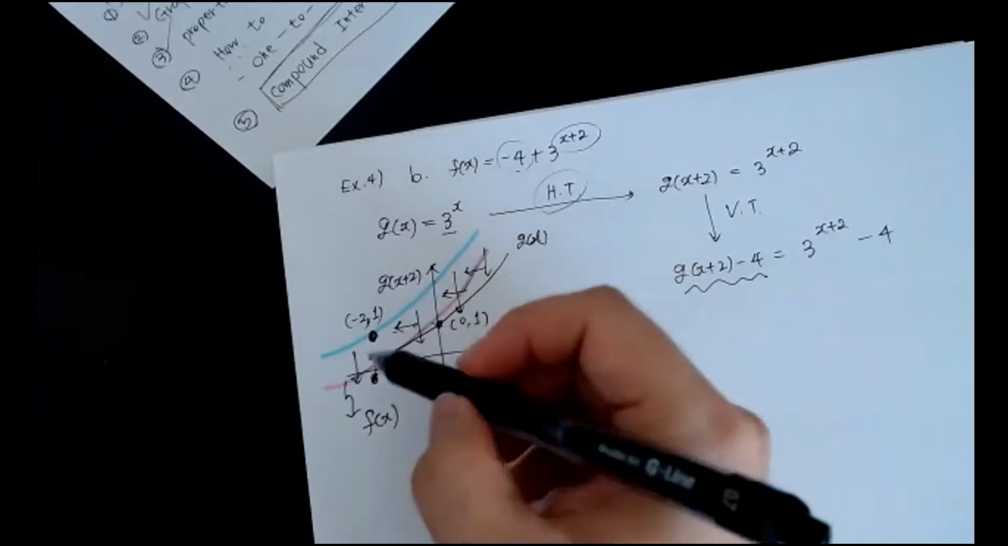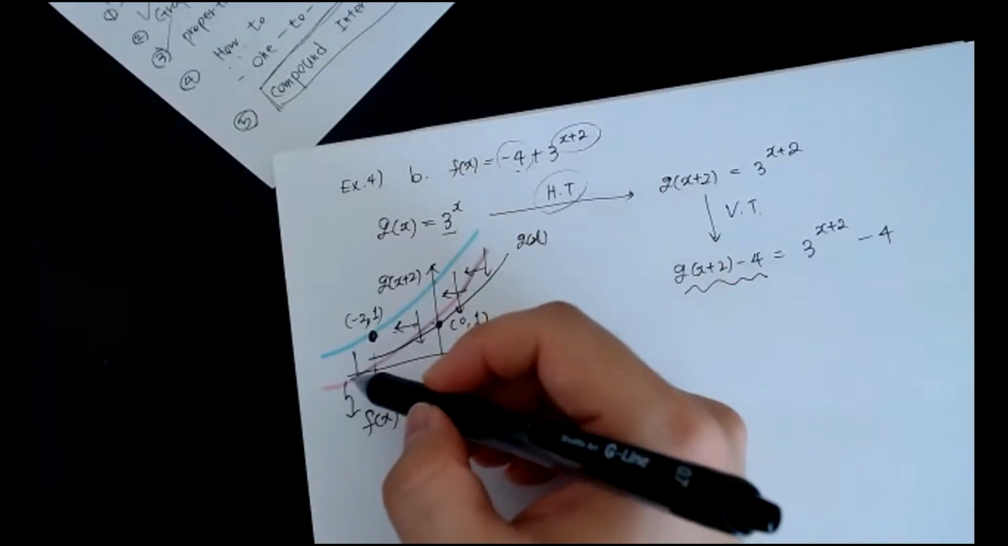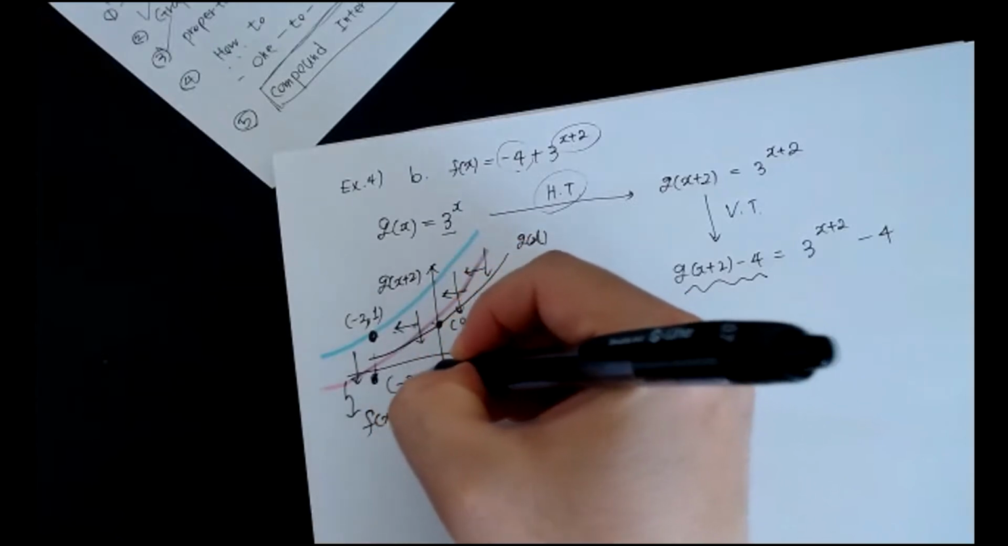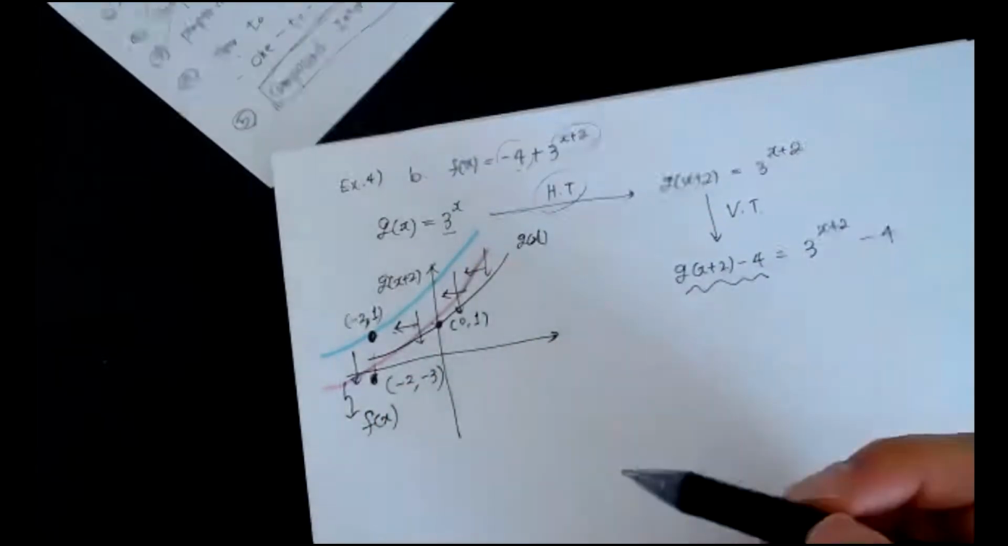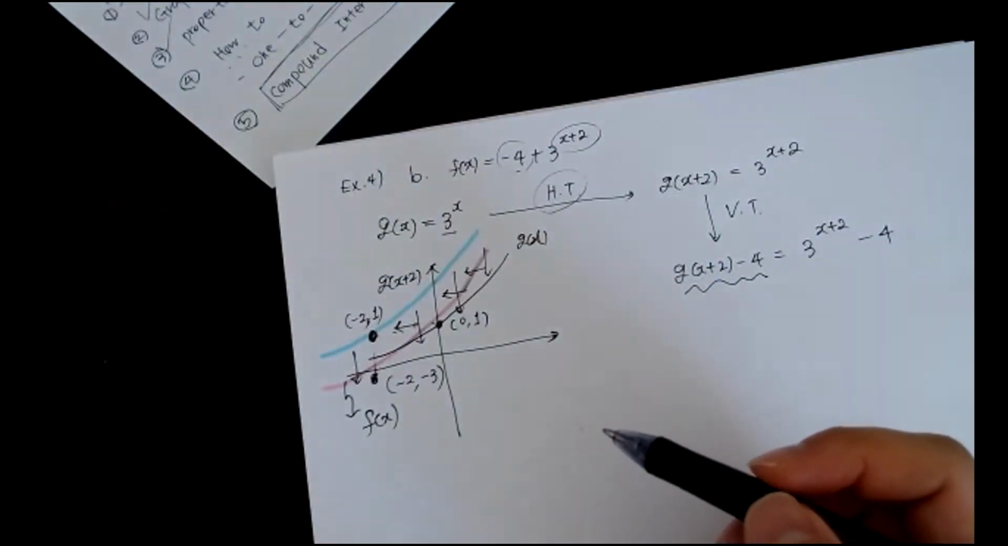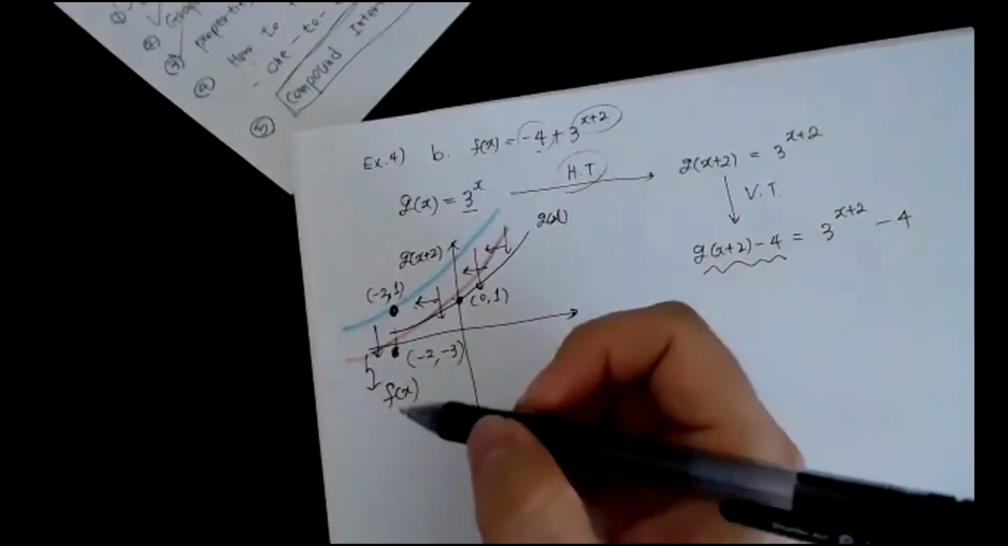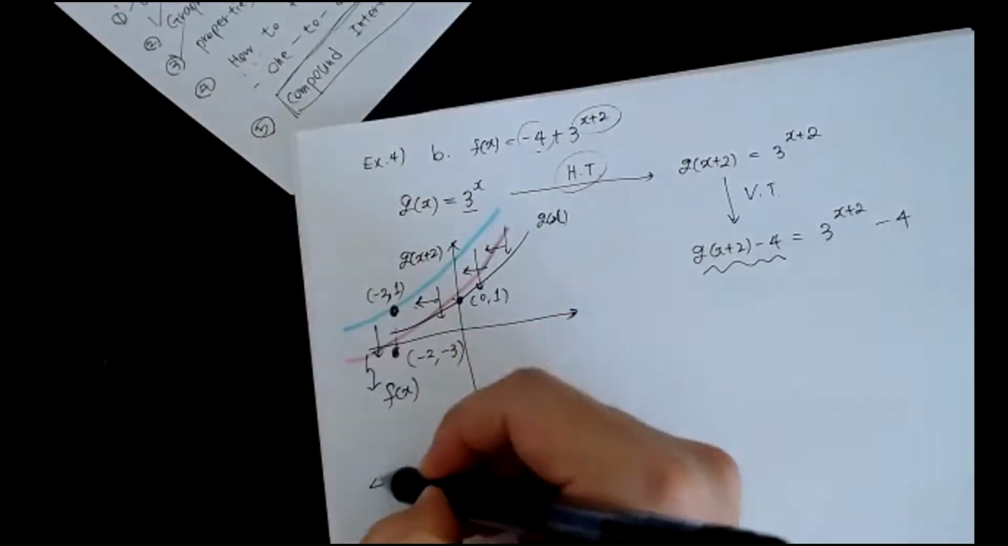The graph colored in red should pass through that point. This is -2, -3, right? Because we shift down 4 units. Okay, all right. So now, next one is number 4, the one-to-one property.